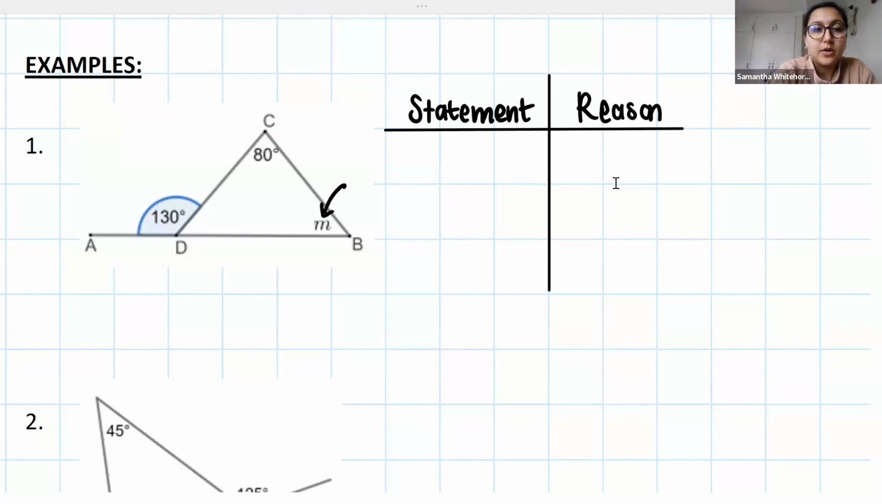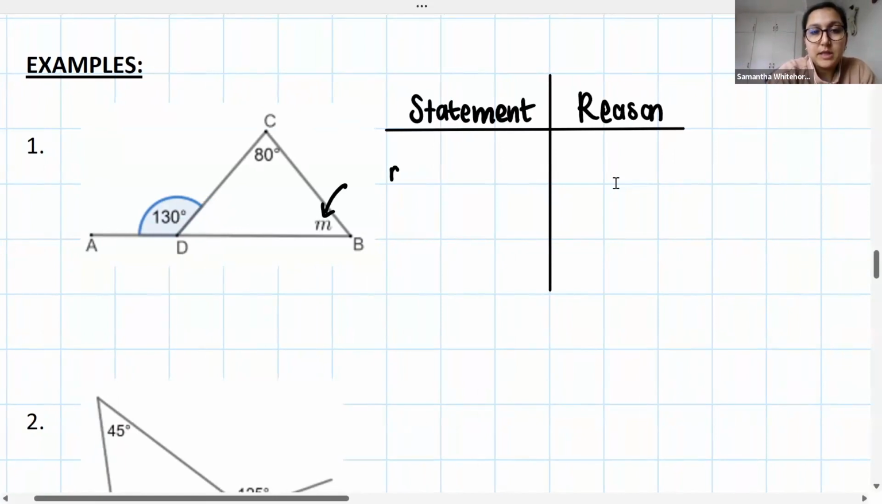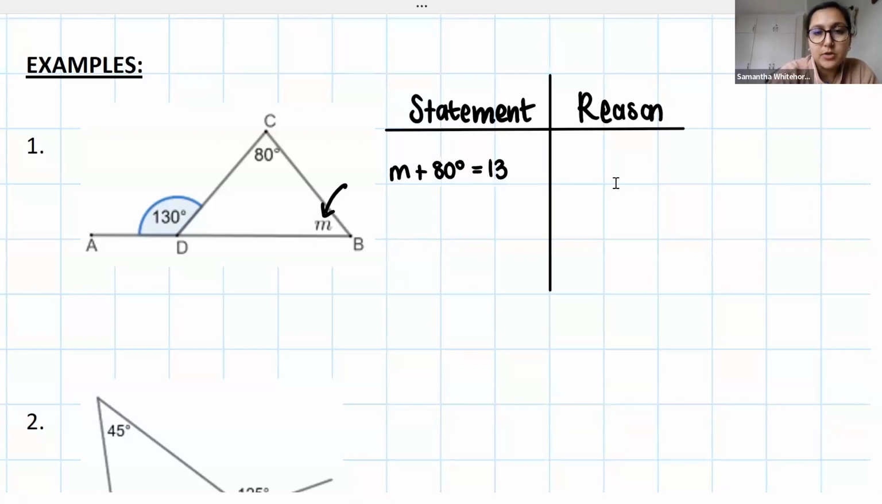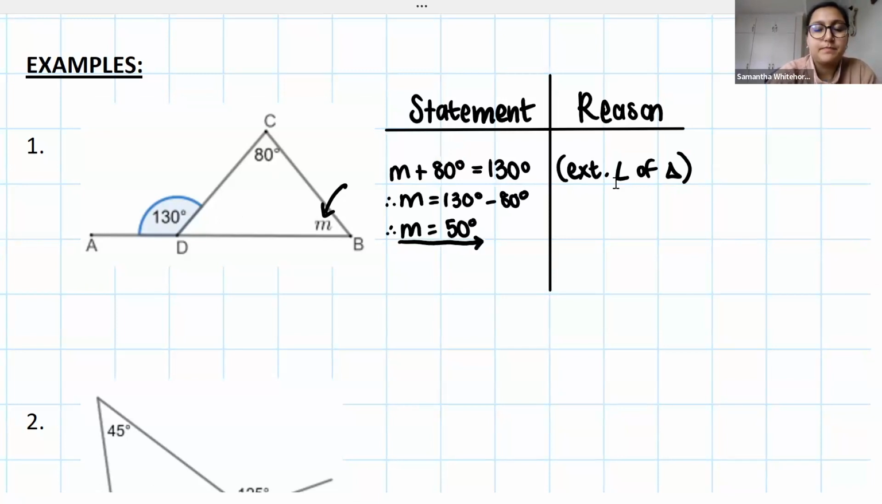Alrighty, so the quickest way to get to this answer is to immediately say that M plus 80 degrees must be equal to 130 degrees, because that 130 degrees is an exterior angle of my triangle. And because it's an exterior angle, we know that we add together the two opposite interior angles. Then we just go and solve our equation. So all I'm going to do now is subtract 80 on both sides. And so M is equal to 50 degrees. Okay, that's probably the quickest way to do it.